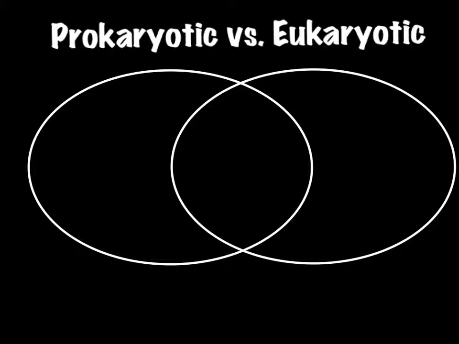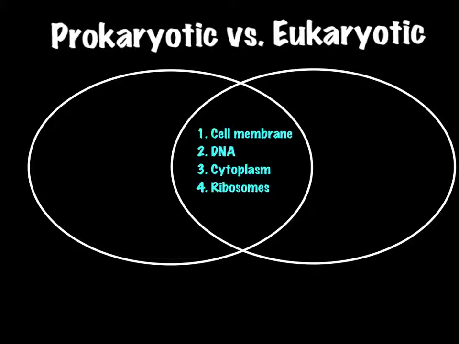Let's start by taking a look at the things that prokaryotic and eukaryotic cells have in common. You can see that both of these cells have cell membranes. They contain DNA in some form or shape. They have cytoplasm, that's the liquid inside the cell that contains everything else. And both types of cells do have ribosomes.